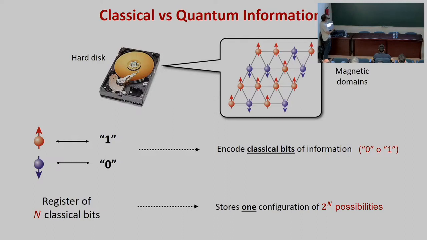And if you have a register of n of these bits, then we can store one configuration of a total of 2 to the n possibilities if we have n of these domains.